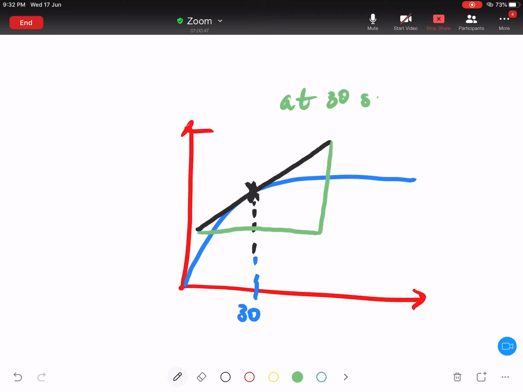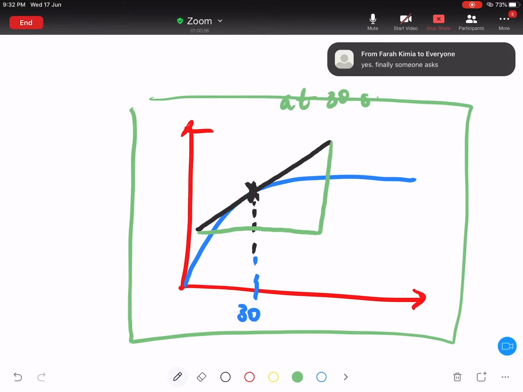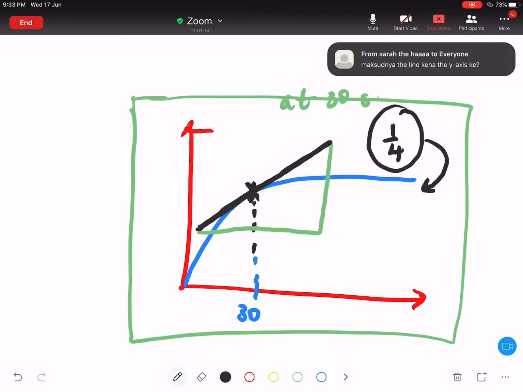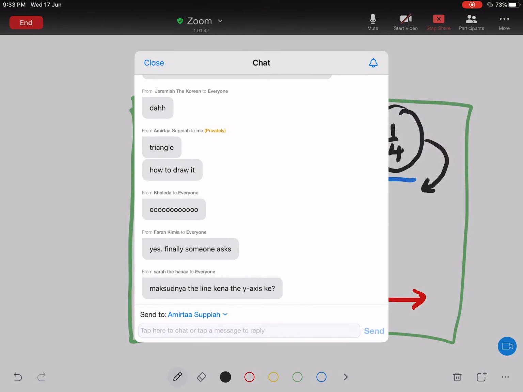Mari saya ajar. Girls, janganlah melampaui batas. Maksudnya, you jangan lalu this is your graph paper, girl. This is your graph paper. So, okay, janganlah lukis line dia gini, 2 page. Ini melampau lah. If this is your graph paper, I will suggest sekurang-kurangnya panjang ini is like 1/4 of the graph. Guys, yang tangent line ni, sepatutnya kamu dah belajar dalam fizik dengan matematik. Maksudnya the line kena y-axis ke? Janganlah kena y-axis. Macam ni.